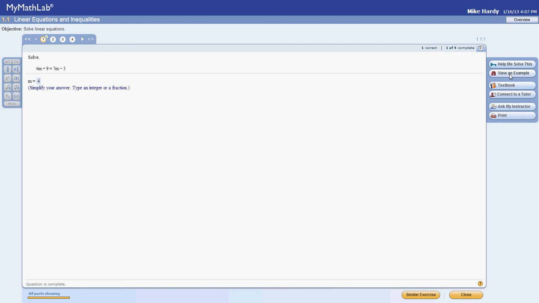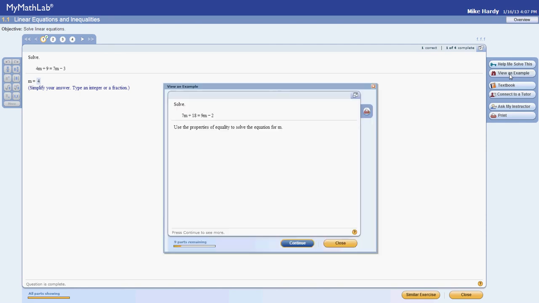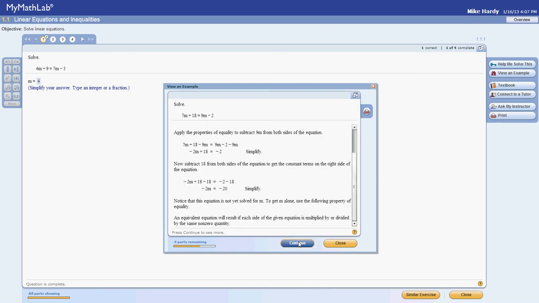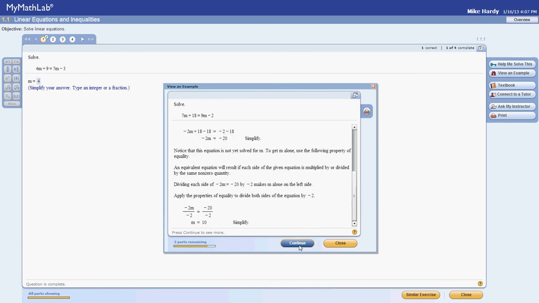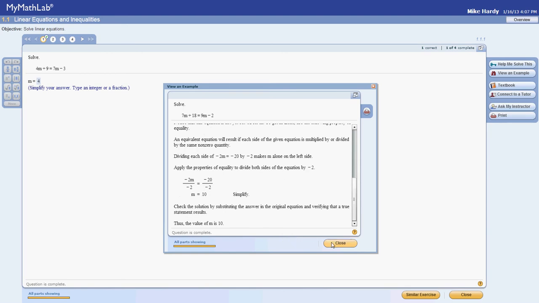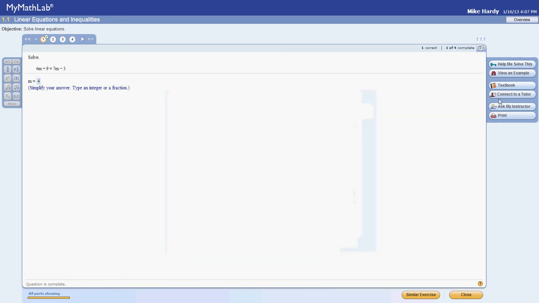View an example is going to just walk you through step by step. It's not even going to force you to enter anything. It'll just show you and you can just read through. And often that just jogs the memory and you say, okay, that makes sense. That's how it's done. Help me solve this will actually talk you through an answer.